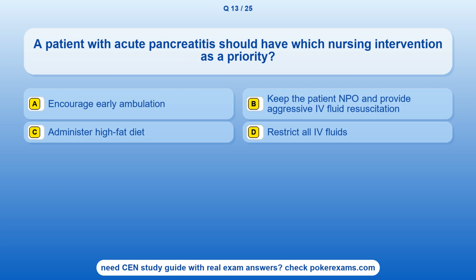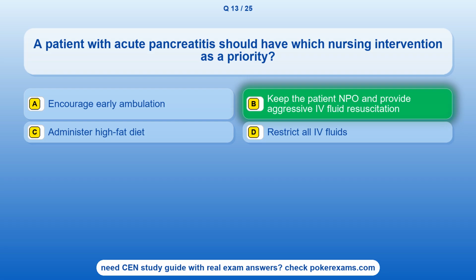Question 13. A patient with acute pancreatitis should have which nursing intervention as a priority? Option A, encourage early ambulation. Option B, keep the patient NPO and provide aggressive IV fluid resuscitation. Option C, administer high-fat diet. Option D, restrict all IV fluids.